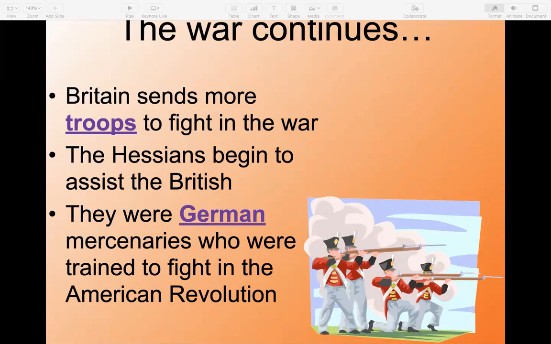The war continues. Britain sends more troops to fight in the war. The Hessians are brought in to assist the British. They were German mercenaries who were trained to fight in the American Revolution.